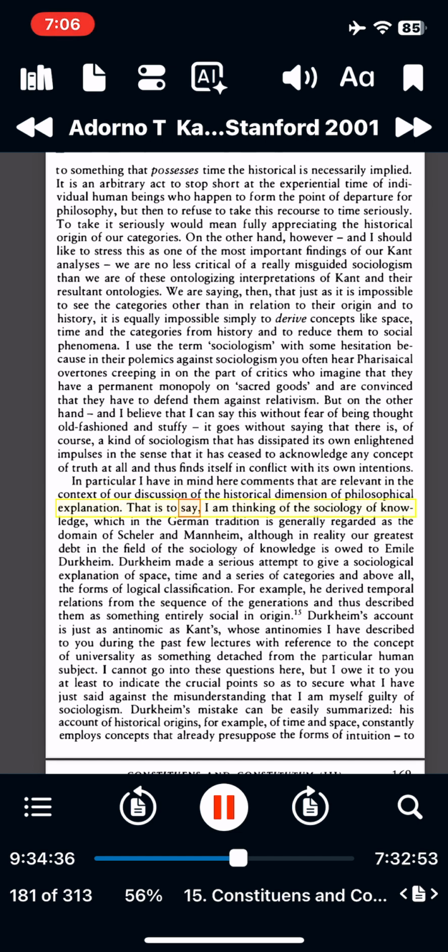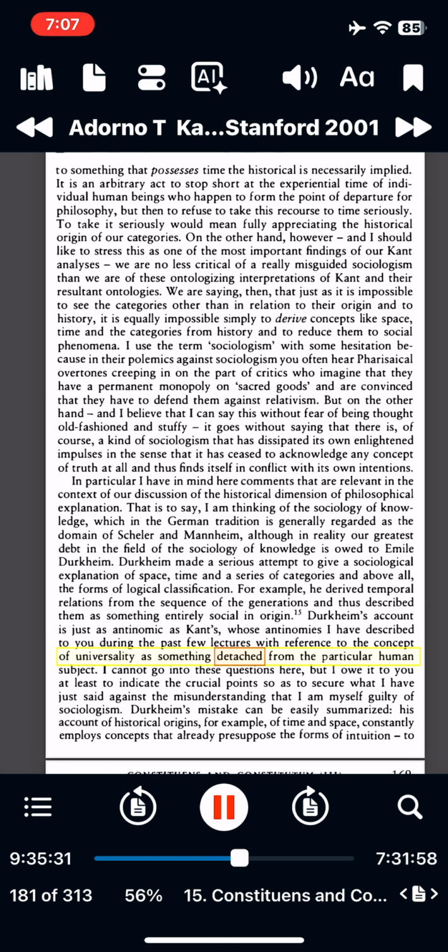That is to say, I am thinking of the sociology of knowledge, which in the German tradition is generally regarded as the domain of Scheler and Mannheim, although in reality our greatest debt in the field of the sociology of knowledge is owed to Emile Durkheim. Durkheim made a serious attempt to give a sociological explanation of space, time and a series of categories and, above all, the forms of logical classification. For example, he derived temporal relations from the sequence of the generations and thus described them as something entirely social in origin. Durkheim's account is just as antinomic as Kant's, whose antinomies I have described to you during the past few lectures with reference to the concept of universality.